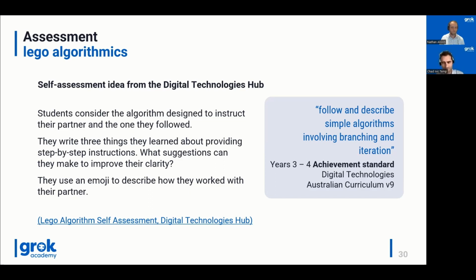And just looking at the verbs in the achievement standard on the right, the builder is following the instructions, and the instructor is describing the algorithm with the words they're using to describe the Lego pieces. The instructor is also going through an iterative process. So they're checking at each instruction, let's say it's instruction 4, that it's been done correctly by the builder. If not, they need to make a decision and somehow stop the builder and get them to place the piece in the correct spot before they move on to the next instruction.